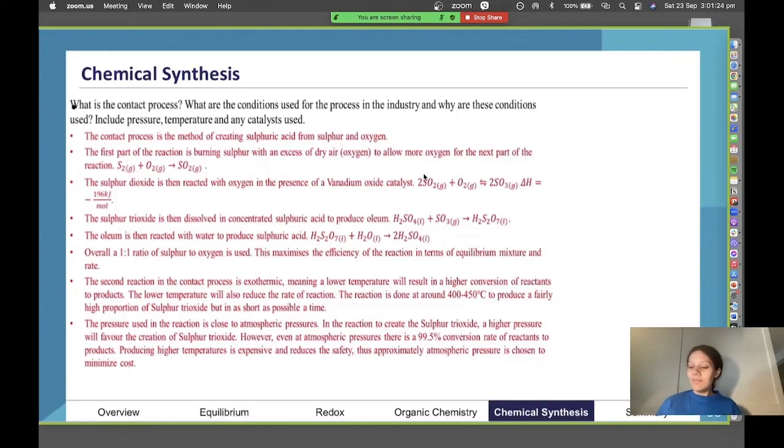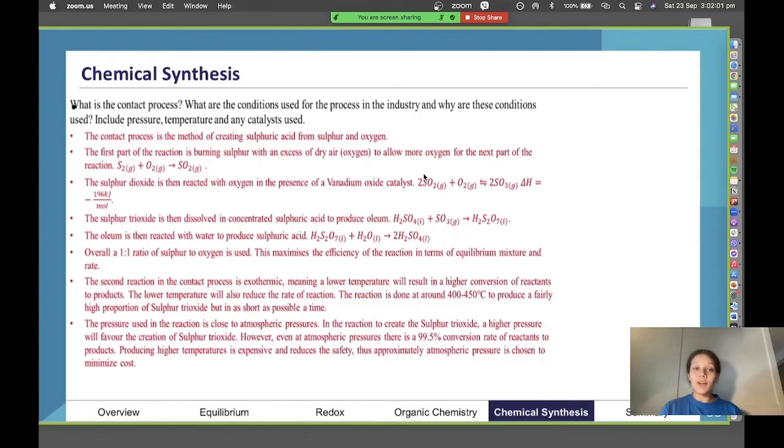But going back to this question, this is very long, so please don't think you have to write an essay for this type of question in the external. I've just put all the information here that we could possibly include. So going through it, the contact process is creating sulfuric acid from sulfur and oxygen. The first part is when you burn sulfur with excess dry air to allow more oxygen for the next part of the reaction. So we're making SO2. And then the sulfur dioxide is reacted with oxygen in the presence of a vanadium oxide catalyst. That's the equation there. And we get sulfur trioxide as a product.